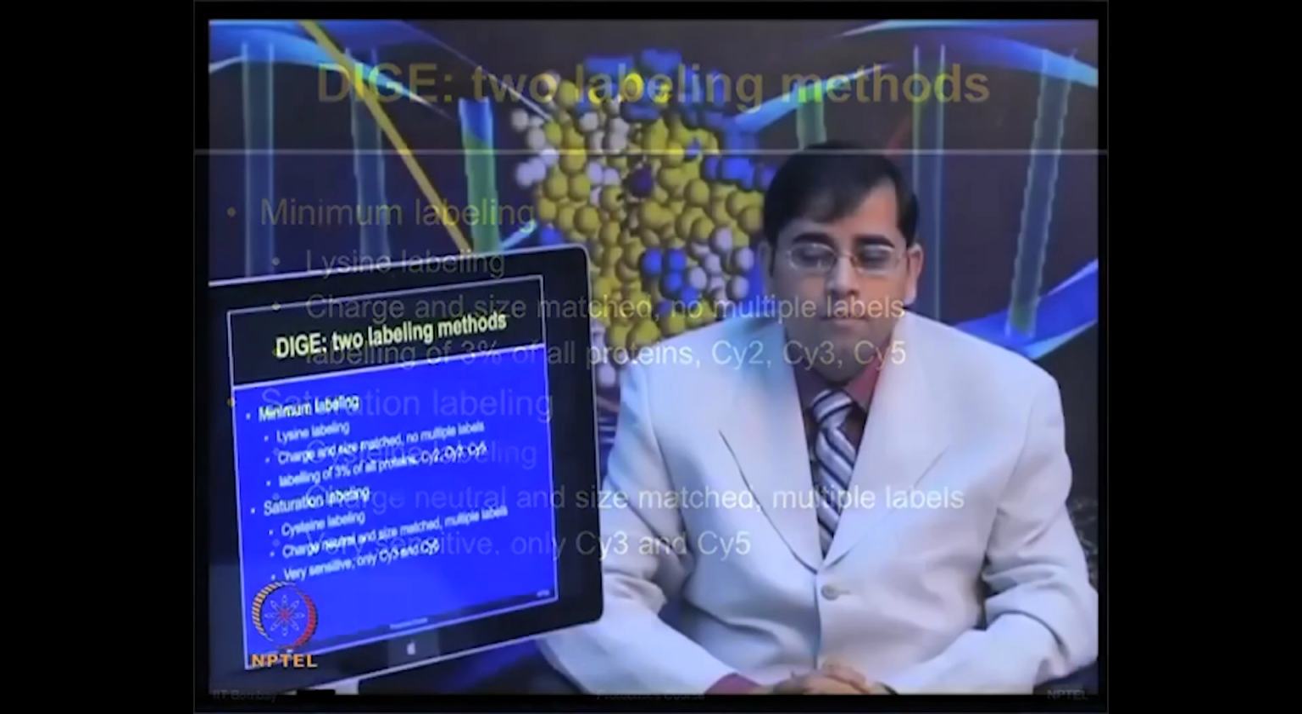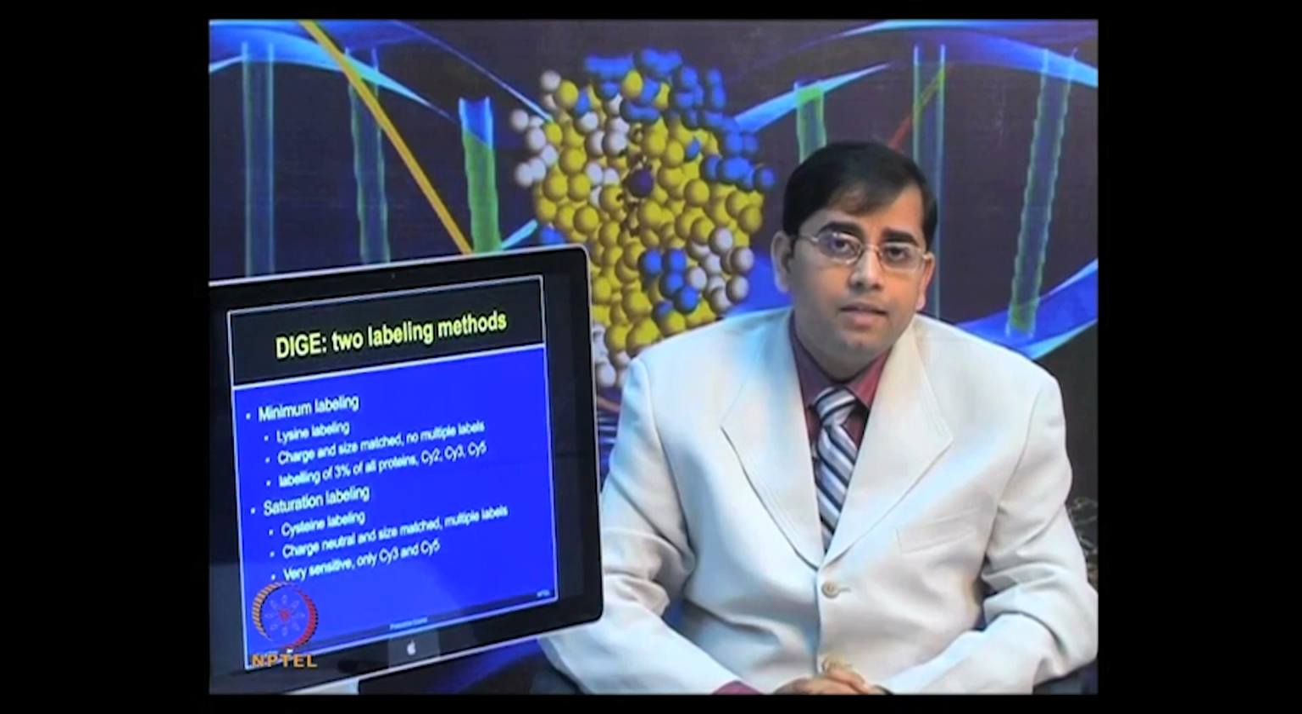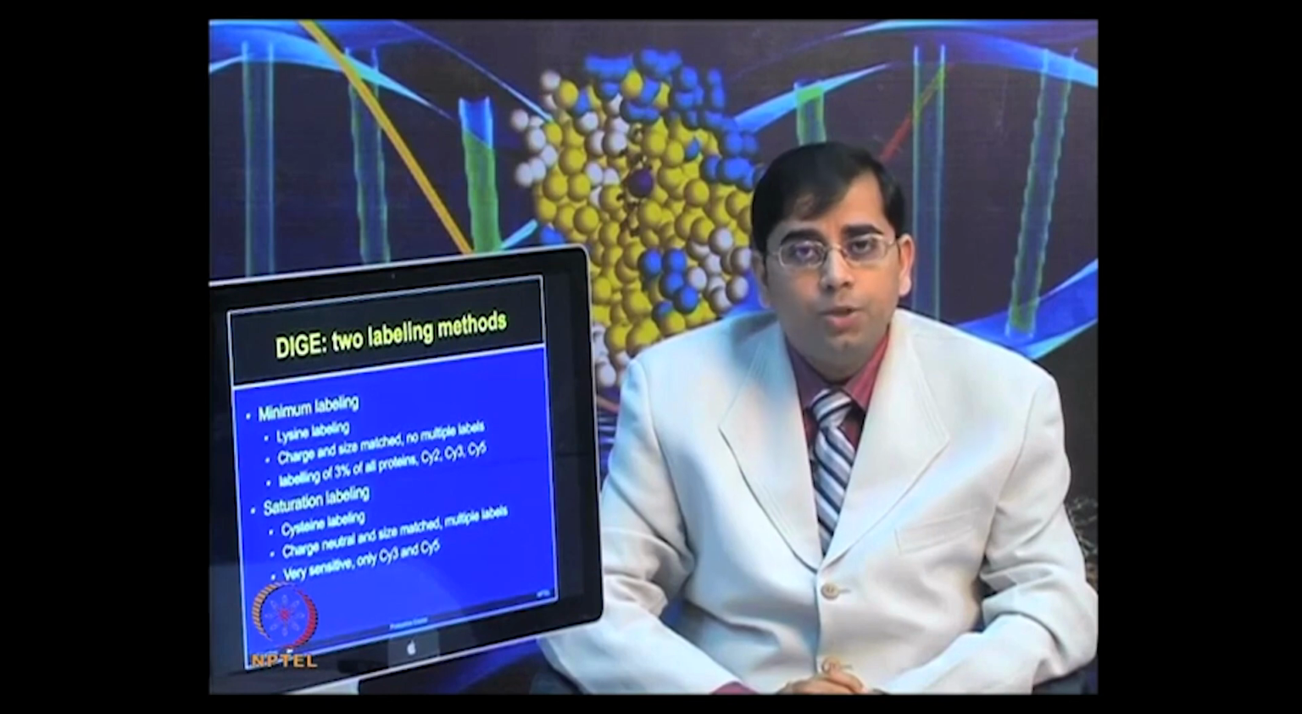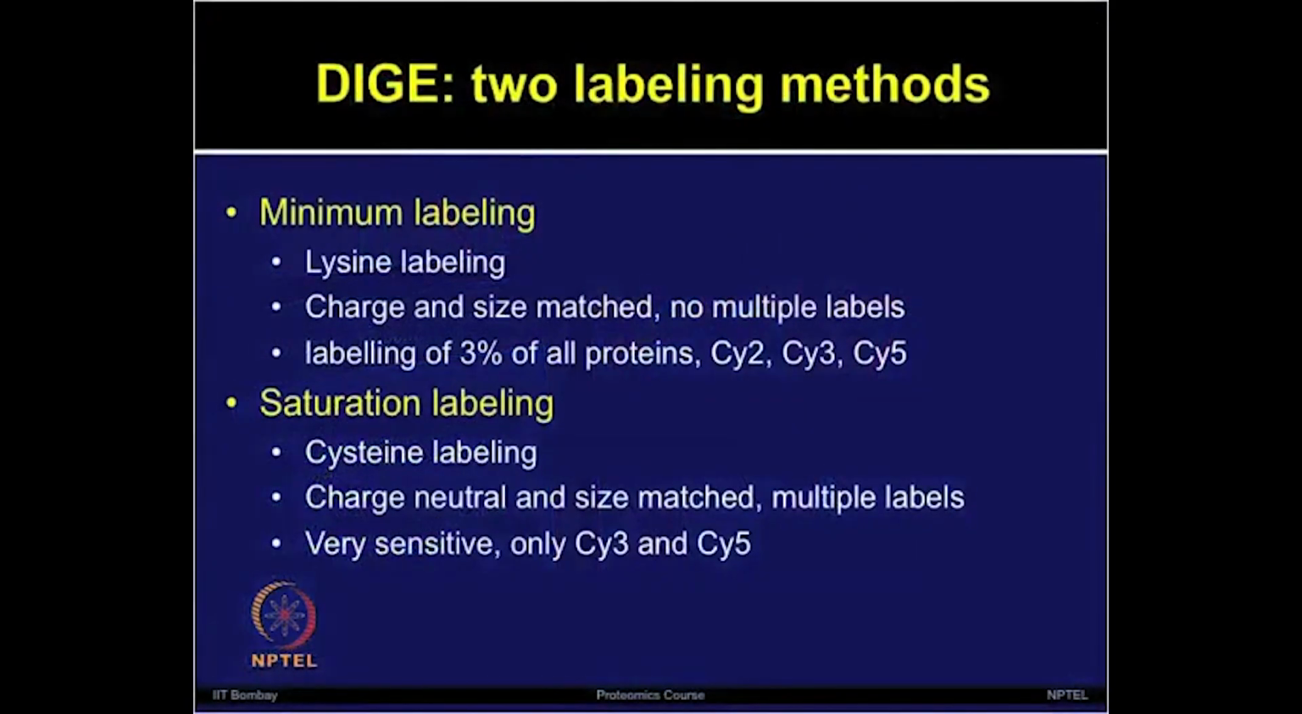The saturation labeling is done by using cysteine tagging. The amino acid cysteine is targeted for labeling. This is charge neutral and size matched. Multiple labels are used. It is very sensitive and used only for Cy3 and Cy5 labeling. Saturation labeling is not so widely used, but it is another method one can use for labeling proteins, and it can be used in DIGE methodology.